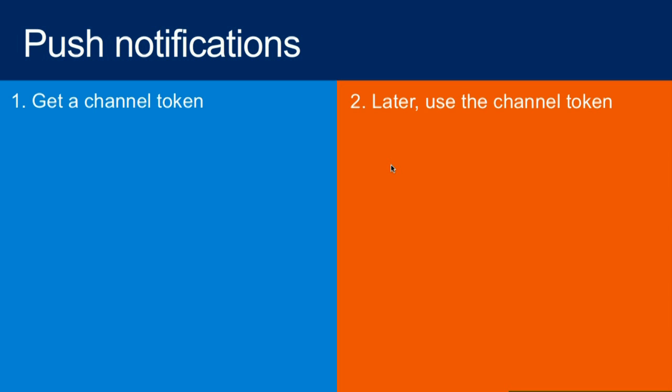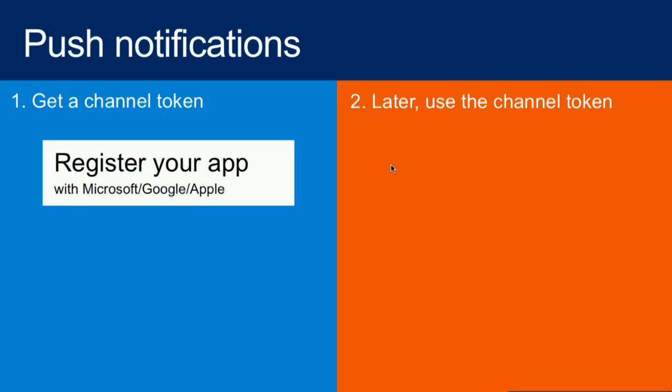So there are a few steps. Firstly, you need to ask for permission to send notifications to this user. So you need to get what's called a token, and the token kind of identifies the device and lets you send messages to it. And then you need to be able to send messages to it. Now, there's a few steps in getting a token. First, you go and register yourself with whoever, like Microsoft, Google, or Apple, it is that you want to send messages to those kind of devices.